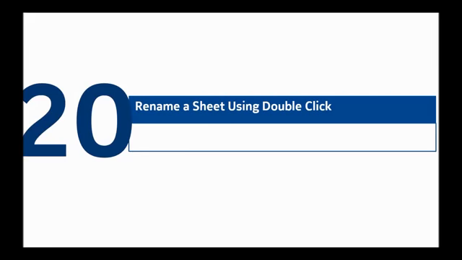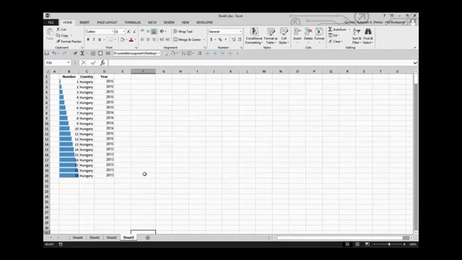Rename the sheet using double click. Yes, most users, when they go in Excel and want to change the name of the sheet, go right click and rename and then write it. But there's a faster way to do that. Just go on the sheet name and double click. You can see it becomes editable, and you can write.